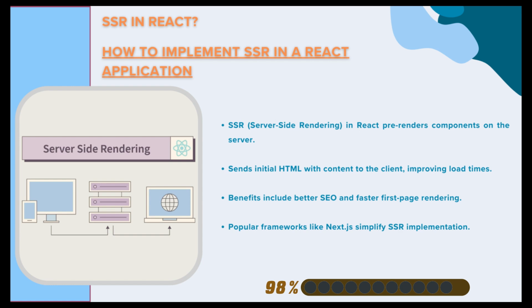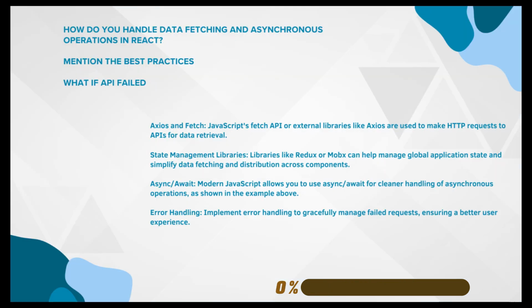Okay. So how do you handle the data fetching and synchronize operation in React? Data fetching is fetching from an API, right? Correct. You can do it in two ways. You can use fetch. If you use fetch, it will return you a promise, so you have to resolve the promise using dot then.